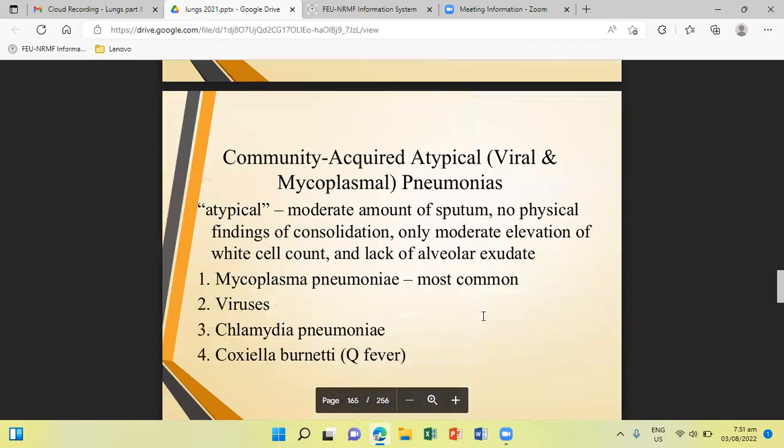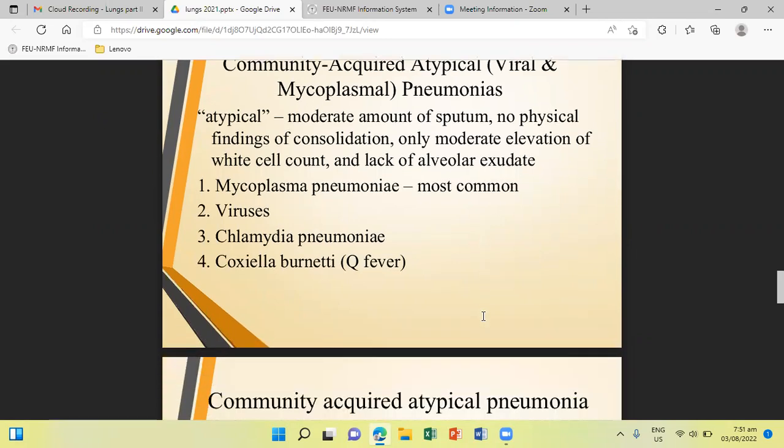Now, there is another group which is termed community-acquired or atypical. It is called atypical because often patients do not have copious amounts of sputum. You do not have the consolidation that I have shown you a while ago, and usually the white cell count is not that high and there is no exudate. These are the common organisms implicated. So it may be viral, it may also be bacterial.